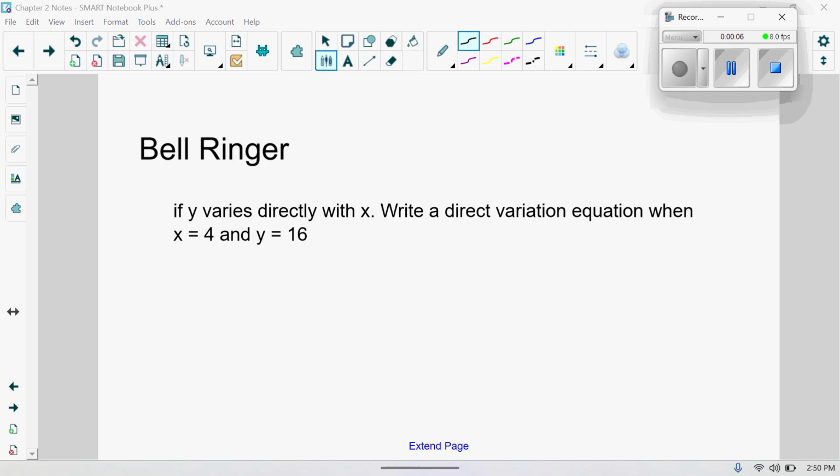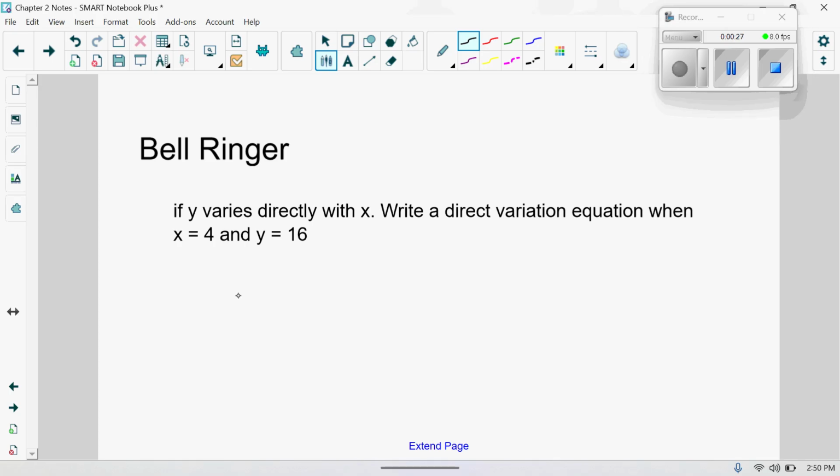We're going to start with our bell ringer, so take a second, take out your pink sheet, and start on this. You can pause the video for a little bit. All right, now that everybody has their answer, let's go over it together. So trade your papers, and we can start.